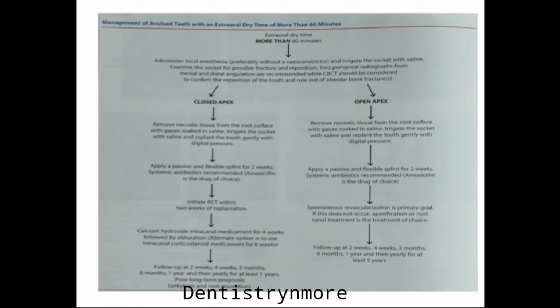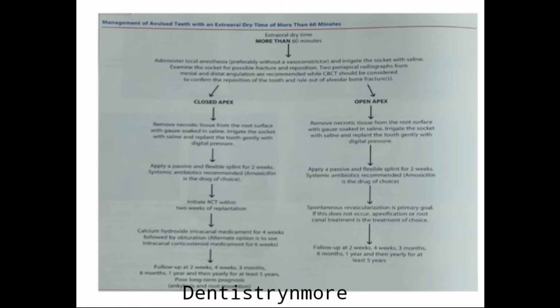So in case of closed apex, the necrotic tissue is removed, the socket is irrigated and the tooth is gently replaced into the socket with digital pressure. After that, the splint is placed for 2 weeks and RCT is recommended within 2 weeks of replantation. Here calcium hydroxide intracanal medicament for 4 weeks is done, followed by obturation and follow-up. In case of open apex also, the first step is similar.